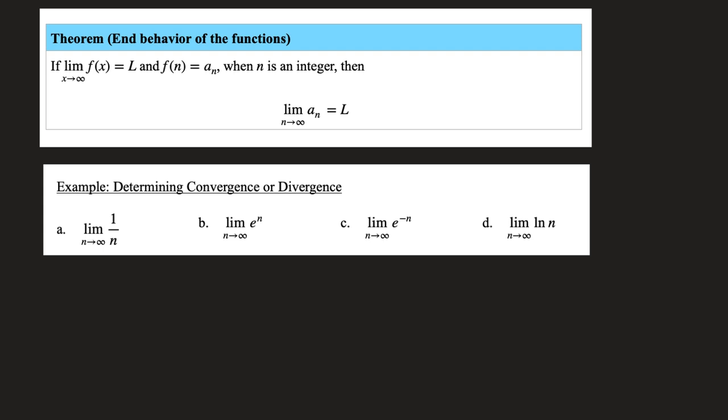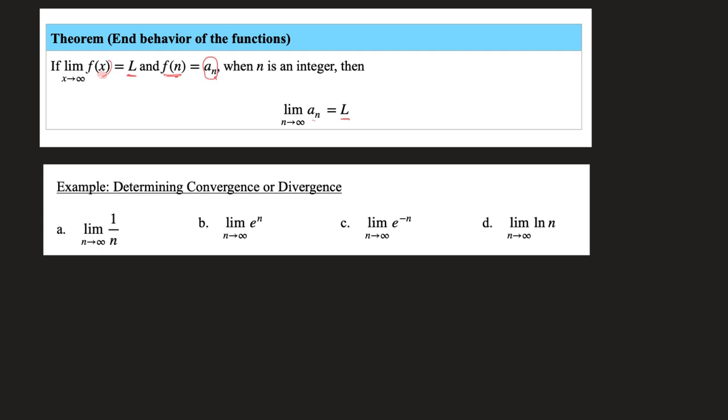The first method is the end behavior of a function. We learned a lot of different functions in college algebra and pre-calculus, and we know the end behavior of functions. Using the end behavior of a function, we can also find the limit of a sequence. The first theorem says: as x approaches infinity, if f(x) approaches L, then f(n), which represents a sequence with only whole numbers, also has the limit of a_n going to L. The same behavior shows up.